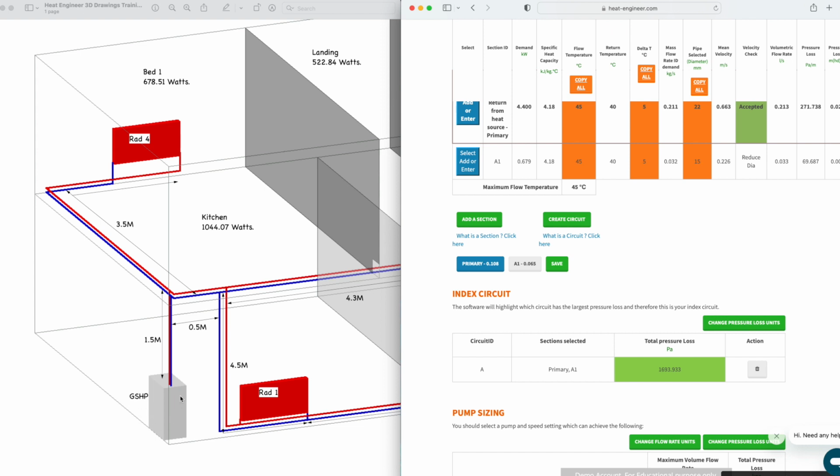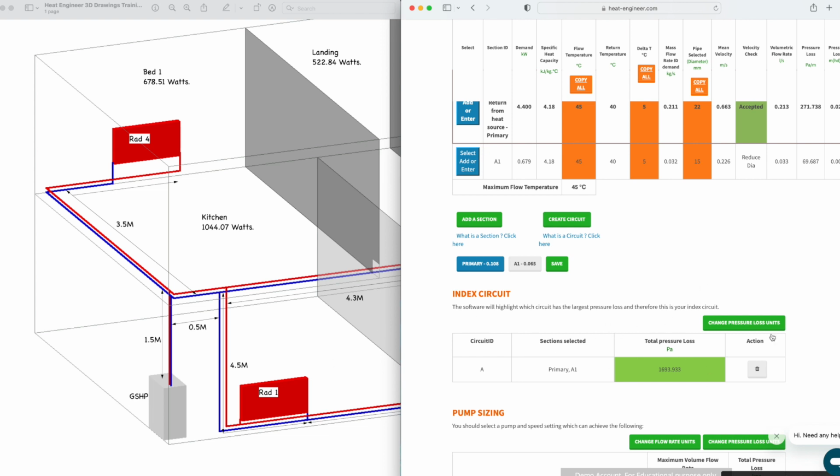Obviously you need to find out what the pressure loss is of the heat exchanger within this unit, and again with any hot water cylinders that you might have, which you can then add on to find out what the index circuit actually is. But don't forget, whatever the pressure loss is of this ground source heat pump, that gets added to every circuit that you've got because it is common to every single one.